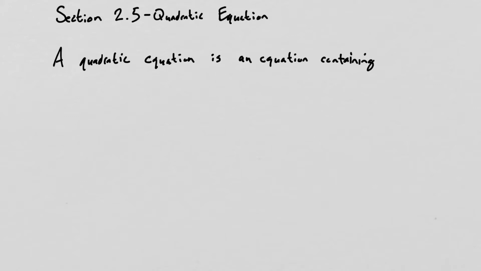In this section, we study quadratic equations. A quadratic equation is an equation containing a second-degree polynomial. Another way to put this is a quadratic equation is an equation of the following form.